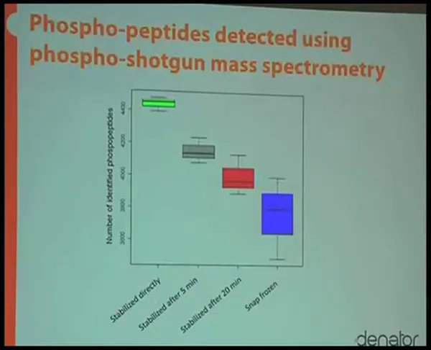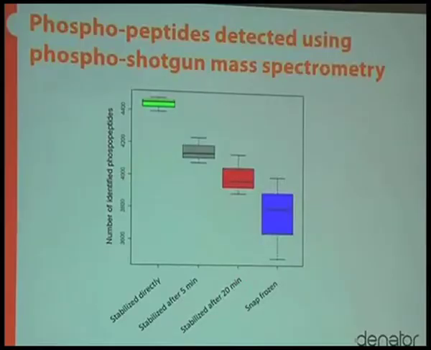In the heat-stabilized samples, the ones that have been put into the stabilizer, we find roughly 4,400. So this is 3 replicates. If we kill the animal, wait 5 minutes, then heat stabilize, we see a bit of a drop, 4,200 roughly. If we wait 20 minutes and then heat stabilize, we see a further drop to roughly 4,000. And we compare that to the snap frozen.